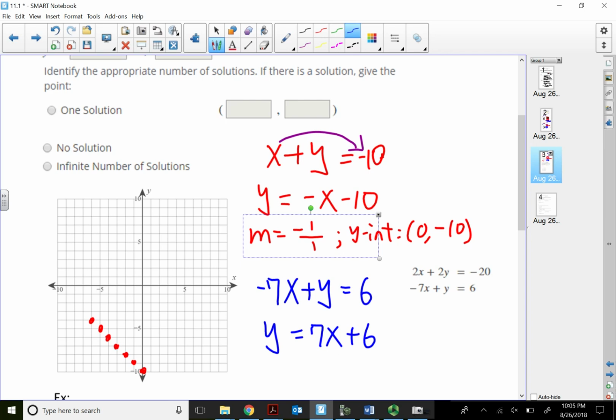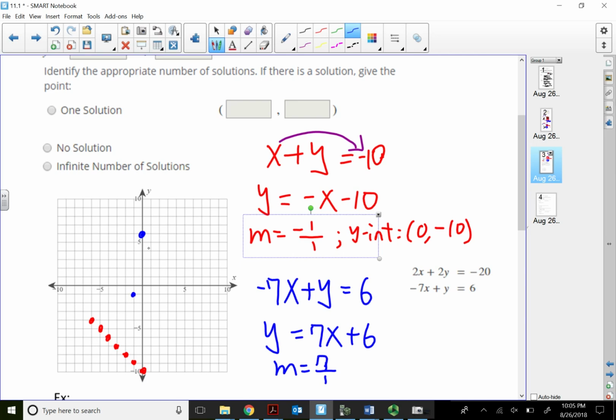All right, so let me go ahead and get this going here. Y-intercept is 0, 6. That's way up here. So my slope is up 7 to the right 1. If I go up 7, I'm going to go outside here. So let's backtrack down 7 instead. Down 7, 1, 2, 3, 4, 5, 6, 7 to the left one.